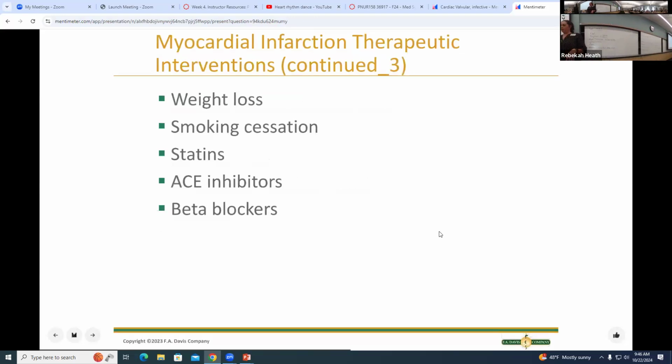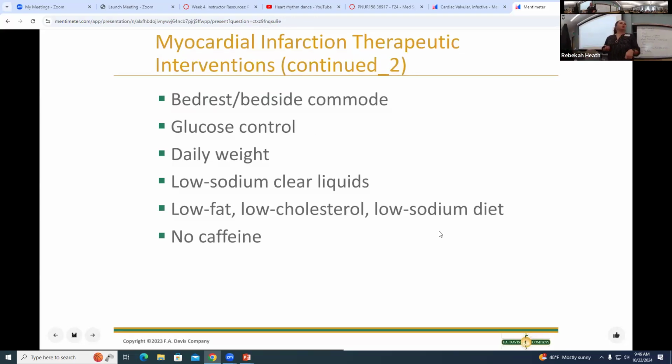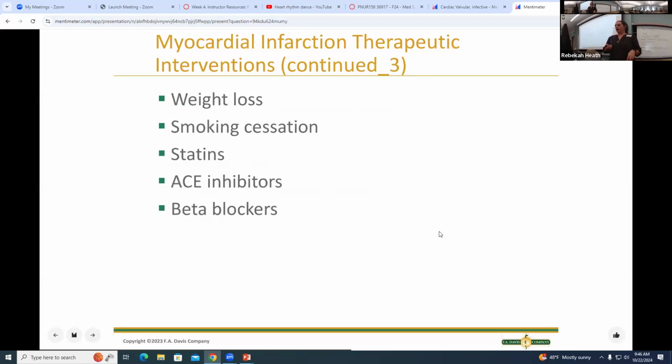We usually like to avoid caffeine as well. We don't want anything that's going to stimulate or irritate the heart anymore. And then we're going to look through all those things about, do you smoke? Let's talk about that. Are you overweight? Let's work on figuring out a plan for you.